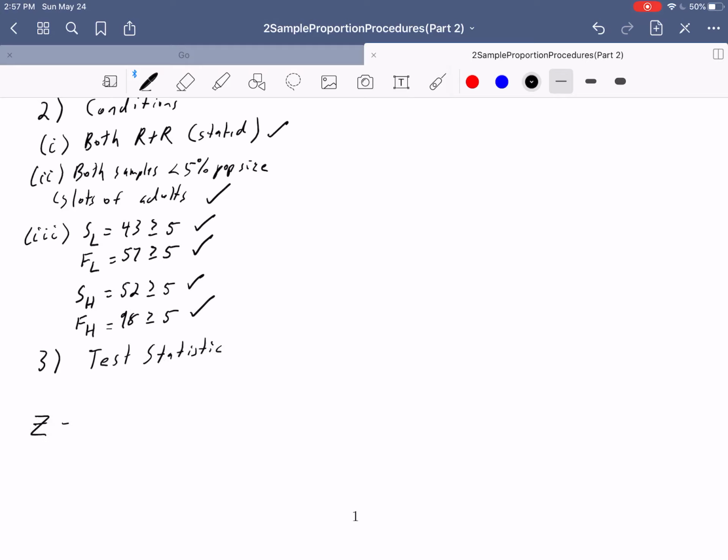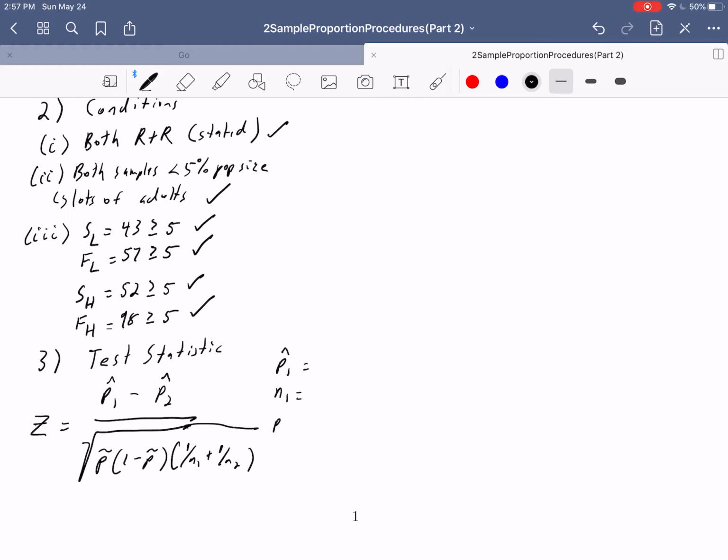It's going to be Z, as I always use when working with proportions here. So numerator P1 hat minus P2 hat, denominator square root, P tilde, 1 minus P tilde, 1 over N1 plus 1 over N2. So that means we need to know P1 hat, we need to know N1, P2 hat, N2, and of course that P tilde.